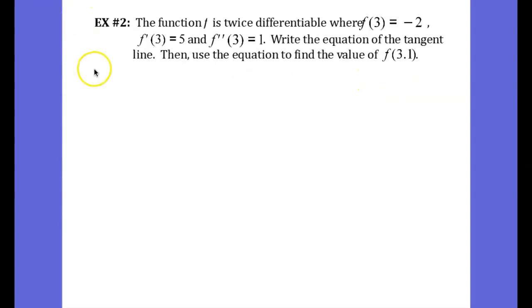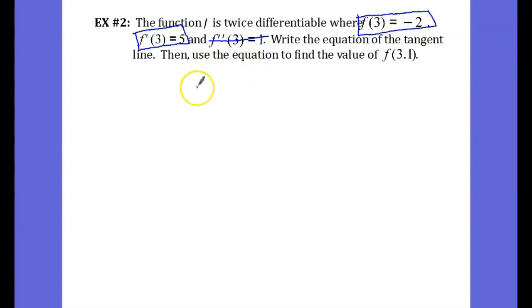Now let's look at example 2. The function f is twice differentiable, where f of 3 is equal to negative 2, f prime of 3 is equal to 5, and f double prime of 3 is equal to 1. Write the equation of the tangent line, then use the equation to find the value of f of 3.1. Well, let's think about it. I am going to need this information here. F of 3 equals negative 2. This tells me that I have the point 3 comma negative 2. I need f prime of 3 because this gives me the slope of the tangent line that passes through the point 3 comma negative 2. I don't need the second derivative.